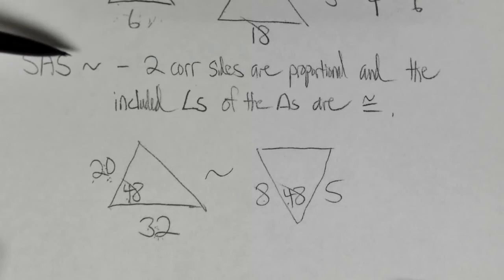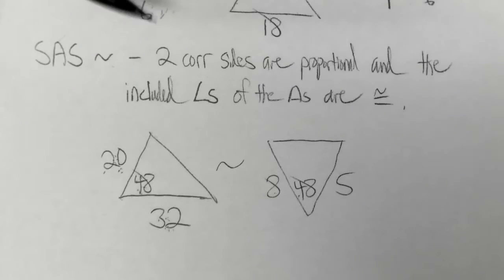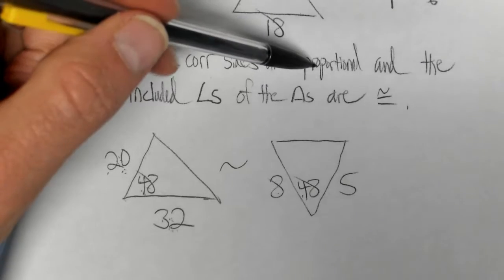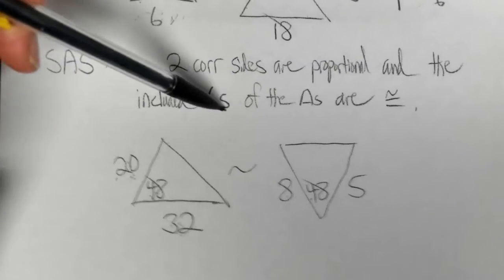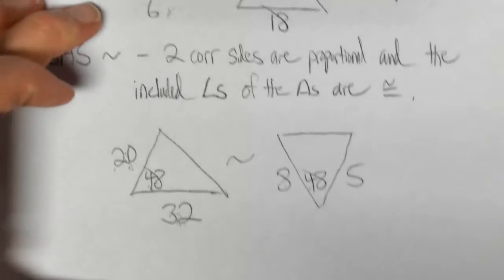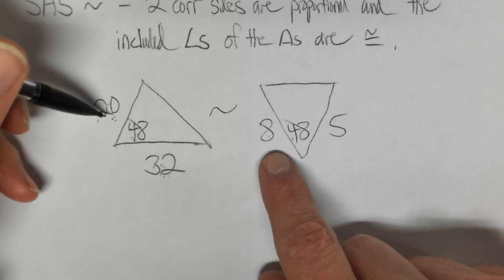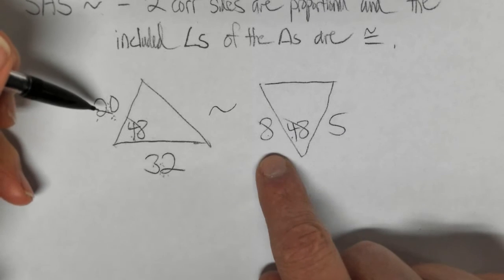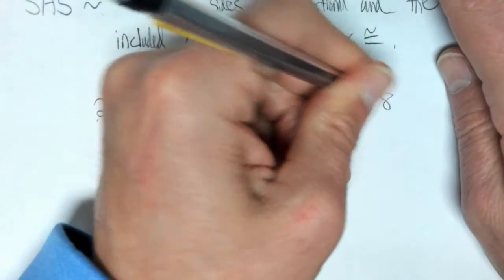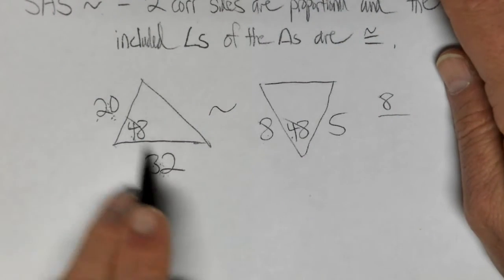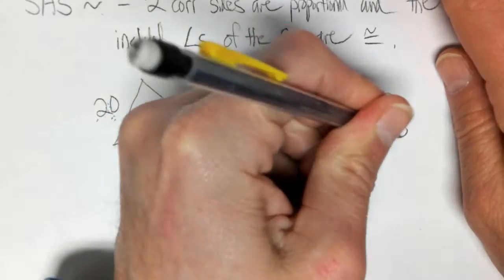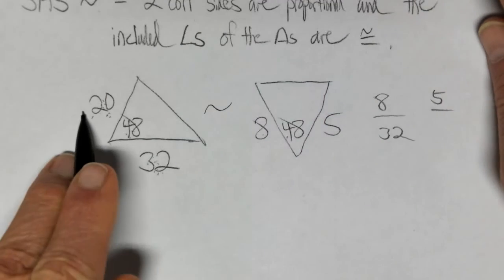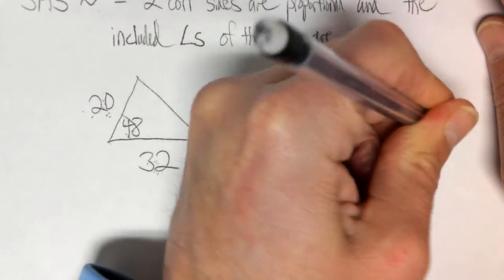We've got another one. That's side-angle-side similarity. It occurs when two corresponding sides are proportional and the included angles of those triangles are congruent. So if two corresponding sides are proportional, in other words, if I have 8 here, it would match the smaller of the two, and 32 would match with the bigger, and 5 matching with the smaller of the two, which is 20.